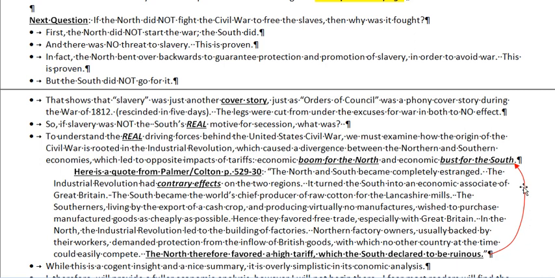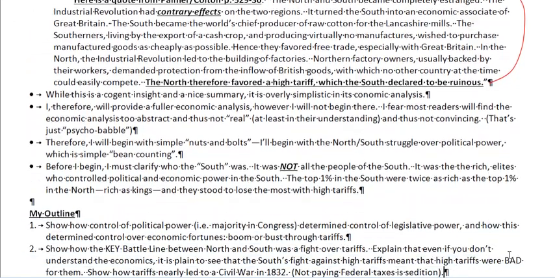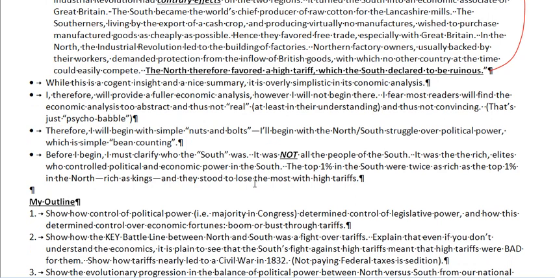All right, okay. The South declared that high tariff is ruinous, right? Well, at this point, you don't know why. I'm not going to explain the economics yet, right? All right, so while this is a cogent insight and a nice summary, it is overly simplistic in its economic analysis. I therefore will provide a fuller economic analysis.